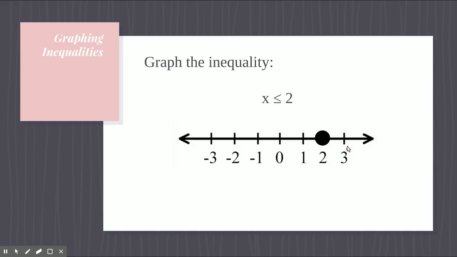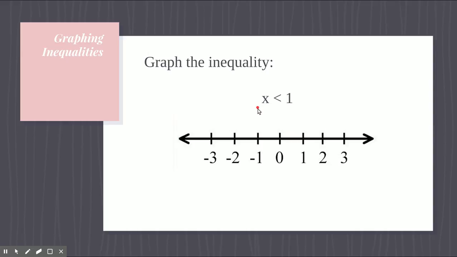Well, if I plug 3 in, is 3 less than or equal to 2? Well, that doesn't work, does it? So that's not a solution. But let's take a number from the left side. 1 is less than or equal to 2, so that does make it a solution. 0 is less than or equal to 2, so that is also a solution. So we draw our arrow off to the left side because everything to the left of 2 is a solution. And that means a solution to the variable x.